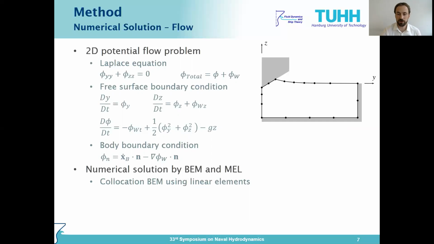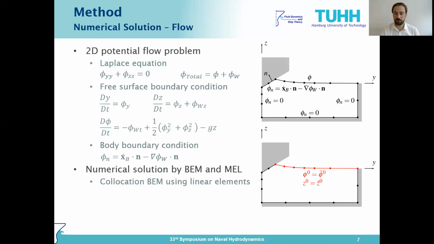We use a collocation boundary element method with linear elements to solve the flow numerically. So there's a system of equations that is closed by using the boundary conditions. On the hull, we use hull boundary conditions stating that there's no flow through the hull, that is phi n, the normal derivative of the velocity potential, is known there. A similar boundary condition is used on the outer boundaries, and on the free surface, the velocity potential phi itself is known.